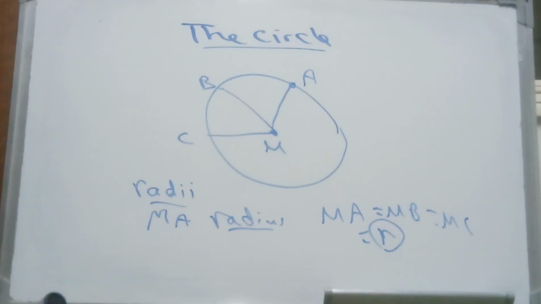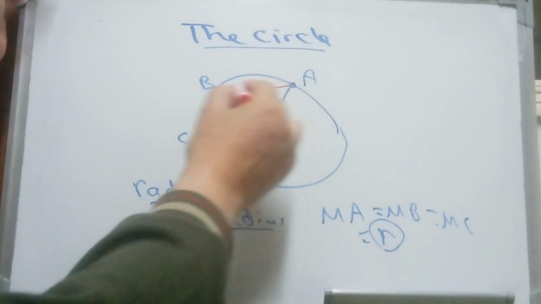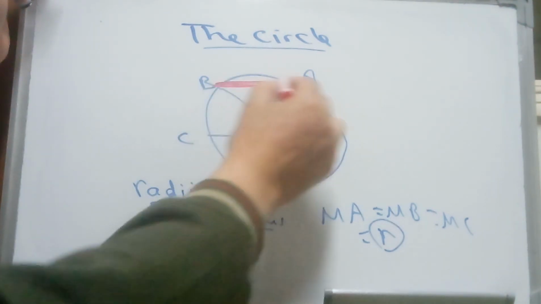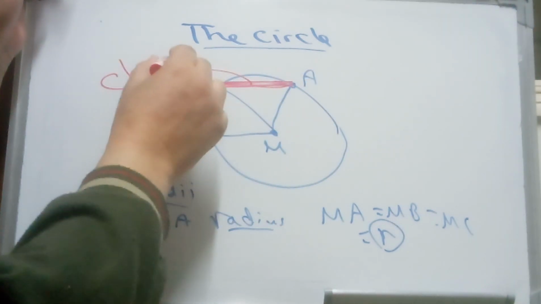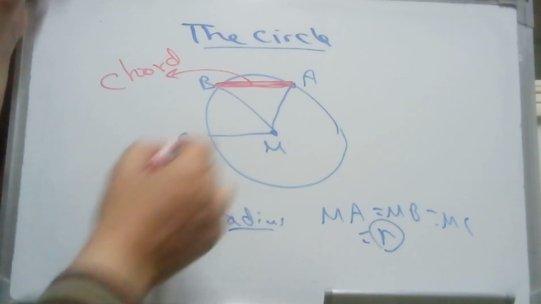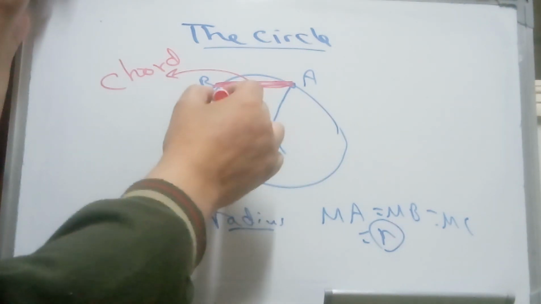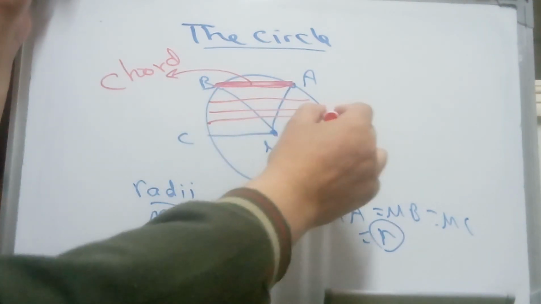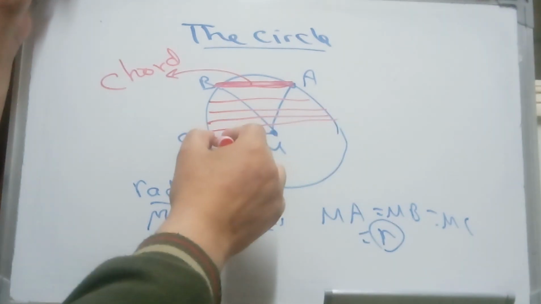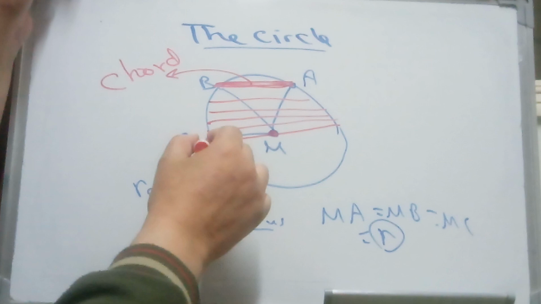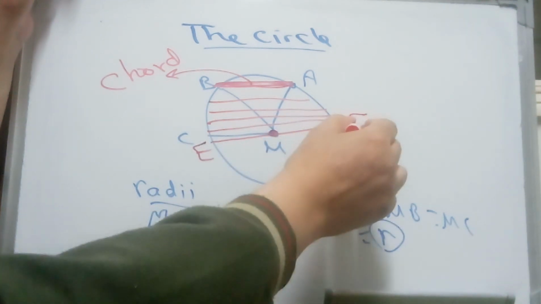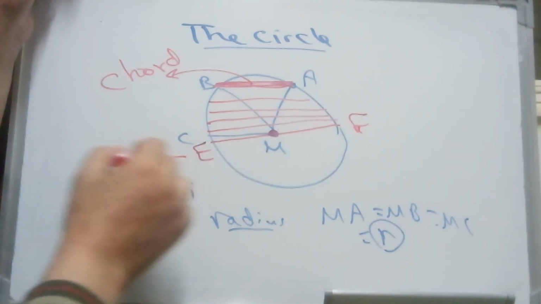If you join any 2 points on the circle like AB, here, this line segment, AB is called a chord. And if you move nearest to the circle like this one, all of these are chords. But if the chord passing through the center like EF is called the diameter.